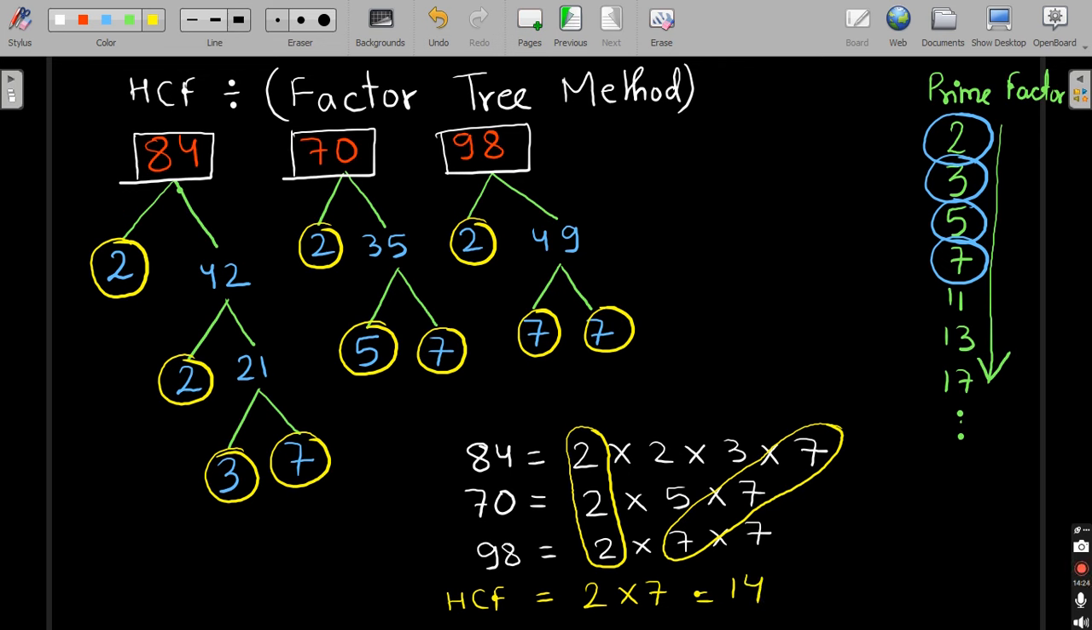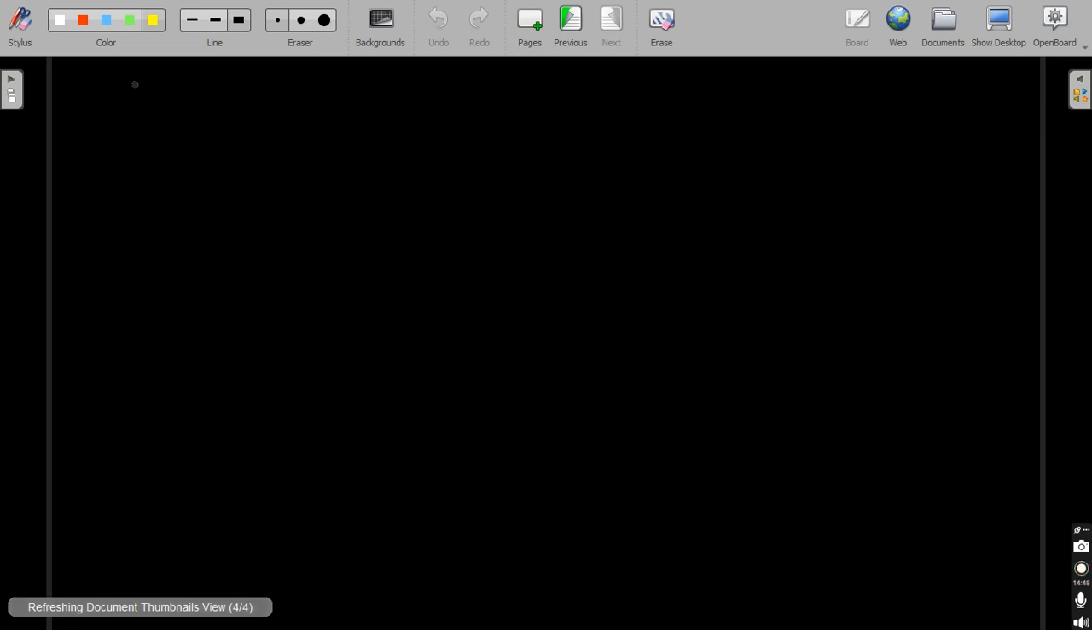As you already know, the previous question also we got the same answer, and in this question also we got the same answer, 14. But in the previous question the method was the common division method, sorry, common factor method, and in this question we are going to solve the same question with the help of the factor tree method. Now I hope this method is clear. Now let us move to the next question.